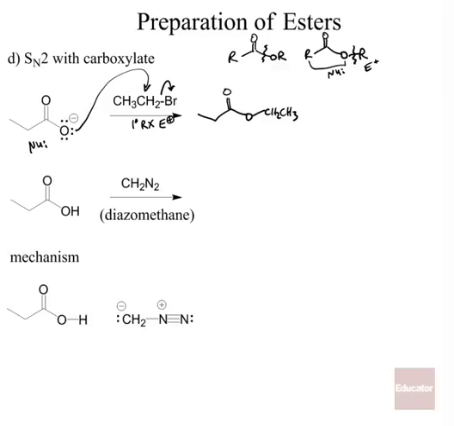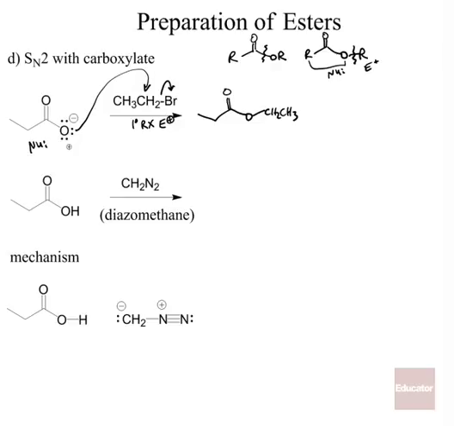Obviously this can only happen if you have an unhindered leaving group. So this is only good for building esters that have primary or methyl groups here, or possibly secondary, because this is a pretty good nucleophile. E2 doesn't compete too well, but it does have to allow the SN2 mechanism to take place here.